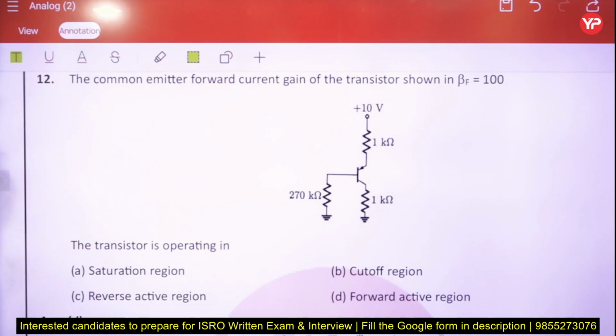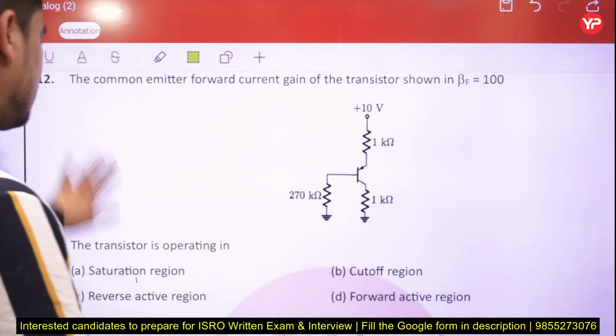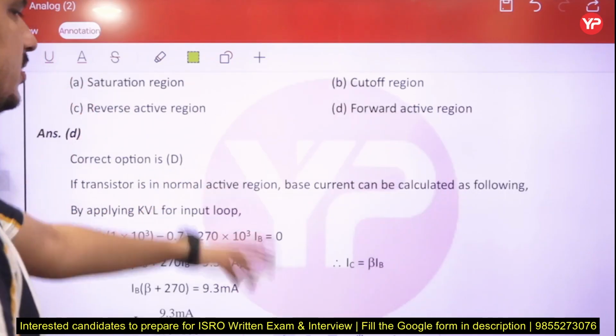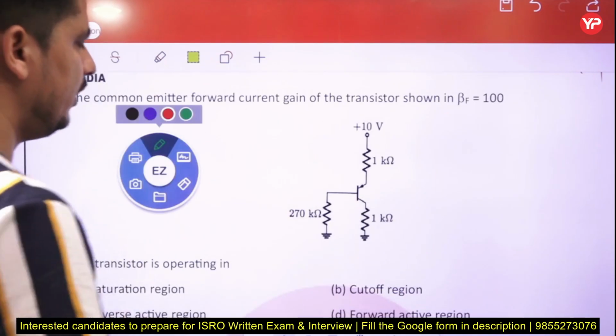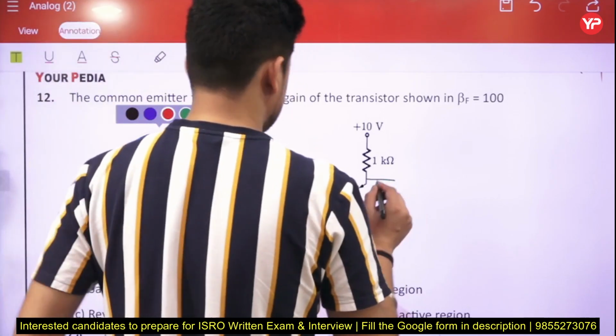The common emitter forward current gain of a transistor, beta F, is equal to 100. The transistor is operated in which region? So what you have to do is assume this transistor is in the normal active region, and you can calculate IB, IC and all the values, right? And accordingly we can check it here.